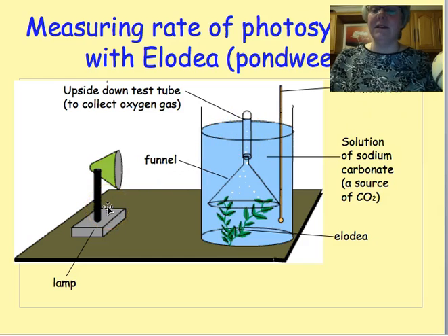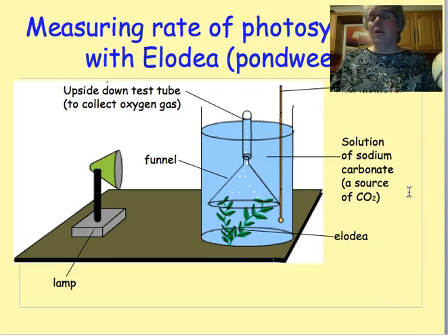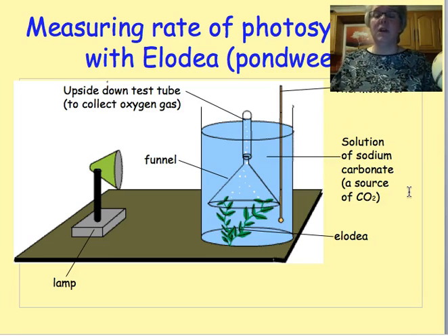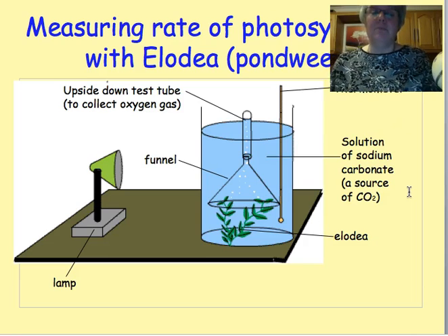Or the other thing you could do is keep the temperature the same, keep the light intensity the same, but change the sodium carbonate here. You could make the solution stronger. You could maybe look at a 5% solution, a 1% solution, a 0.1% solution, and look at the effect of changing the carbon dioxide concentration in your experiment.